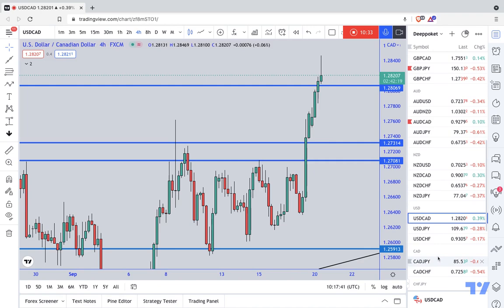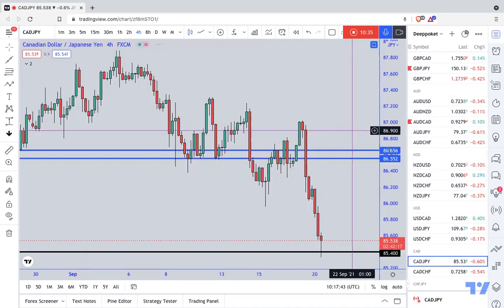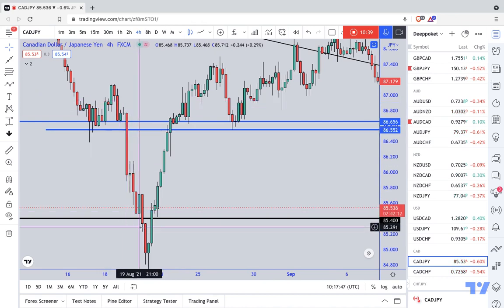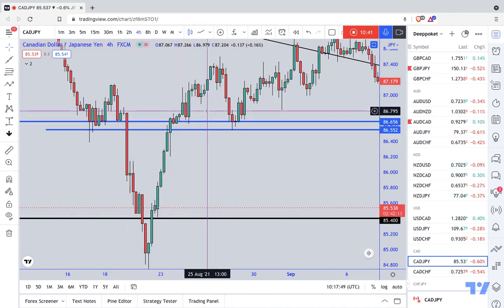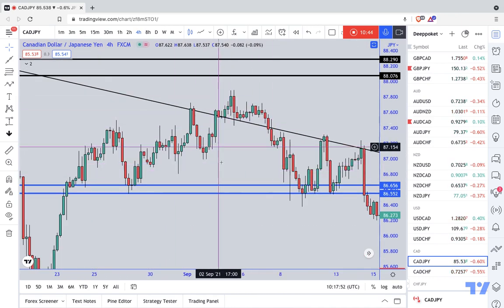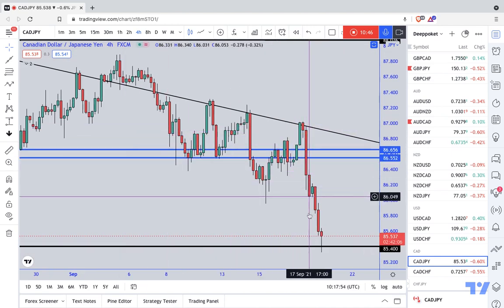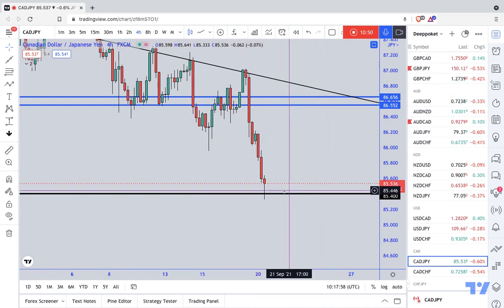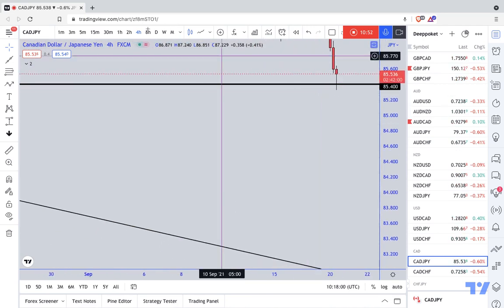And then CAD Japanese yen, we're also in a profit. After this here we entered right here, so we held all the loss all the way here, and then we knew the market was going to come down, and now we are in a profit all the way here. We expect the market to come down on the daily.